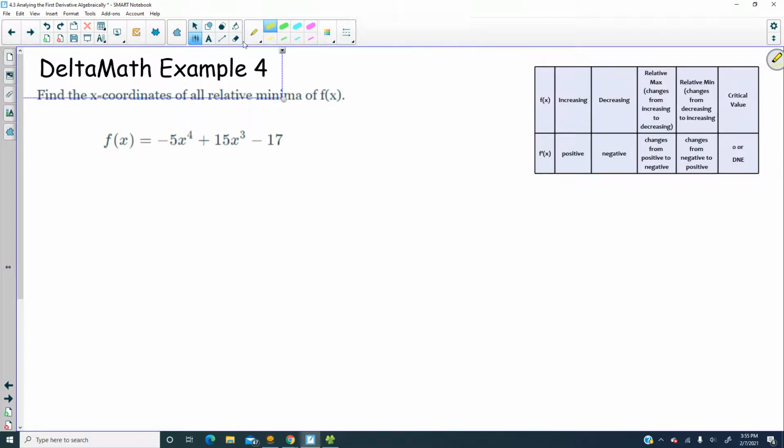So let's look at example 4. This is one like you'll have on Delta Math. Find x coordinates of all relative minima of f of x. So I'm looking for relative minima, or that's just plural for relative minimum. So f will have a relative minimum whenever f prime changes from negative to positive. So I'm going to do the same thing. I'm going to make a sign chart, and then I'm going to look for changes. So I'm going to pause, do that work, and then talk about that change.